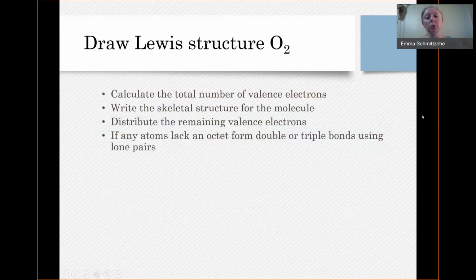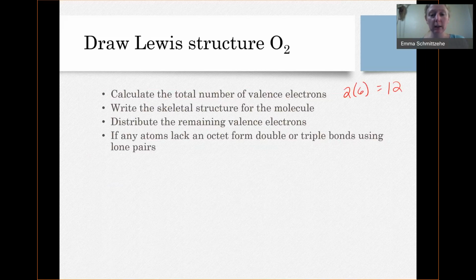So this first one, we'll start simple. This is just a 2-atom structure. So O2. So this one's pretty simple, but we're going to go through the steps and make sure you understand the steps. So first is calculate the total number of valence electrons. Okay, so we have 2 oxygen atoms, and each oxygen atom gives you 6 valence electrons. So we have 2 times 6, which means we have 12 valence electrons to work with.